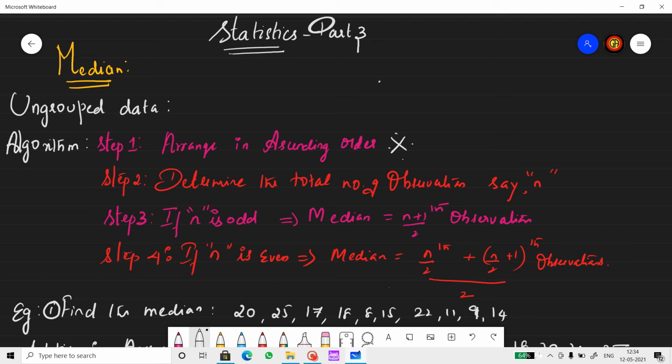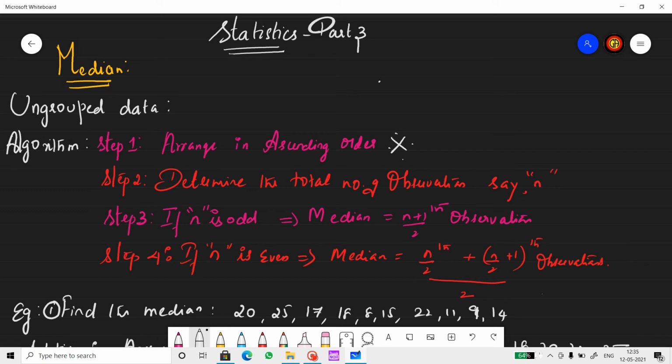So the only thing is, you first have to arrange them in ascending order and count the number of numbers. If it is odd, use the (n plus 1) by 2th observation as your median value. And if it's even, it is the n by 2th and (n by 2 plus 1)th observations. Then take the average of those two values. Remember, it's the n by 2th observation, not the answer that we get for n by 2. You need to find out which one is the n by 2th observation.